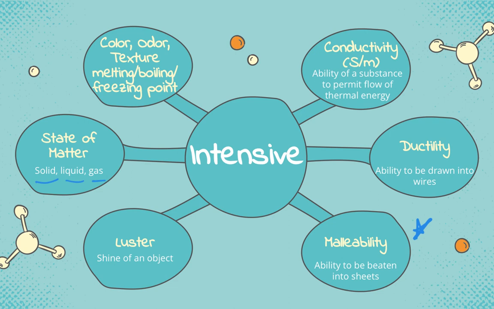Ductility is the ability to be drawn into wire. This is also mostly talking about metal substances. Conductivity, the ability of a substance to permit the flow of thermal energy. We will talk about some more examples of intensive properties in the next slide. So this conductivity example is very much like these other examples, and we're going to give you some helpful hints to determine whether a property is intensive or extensive.